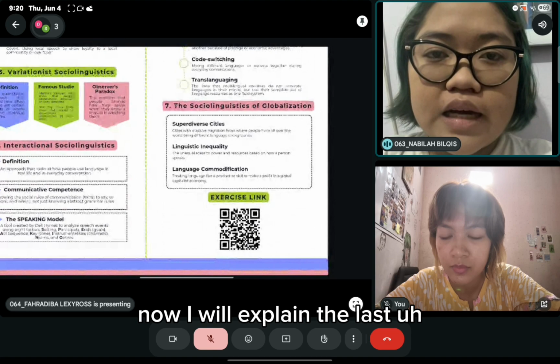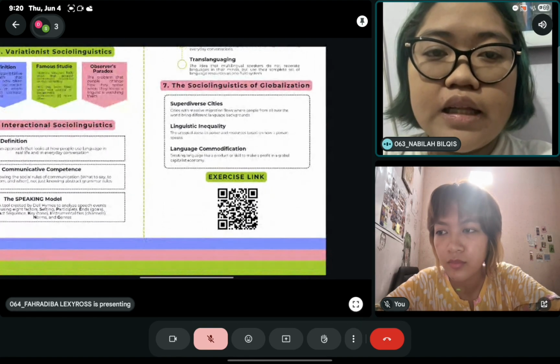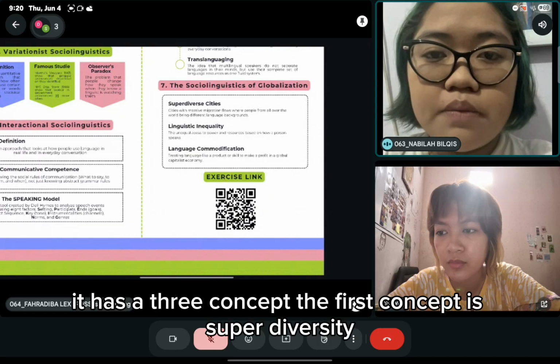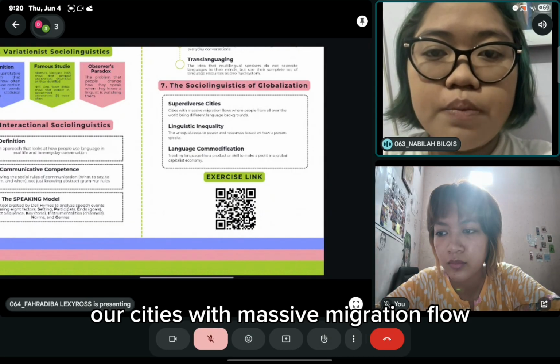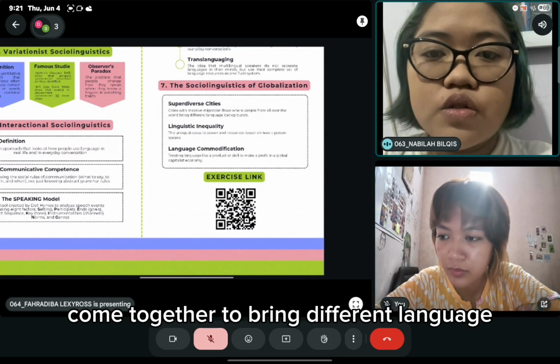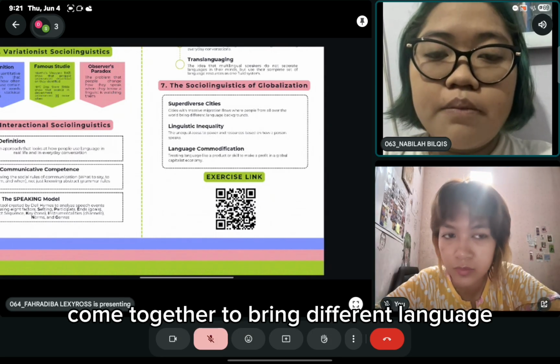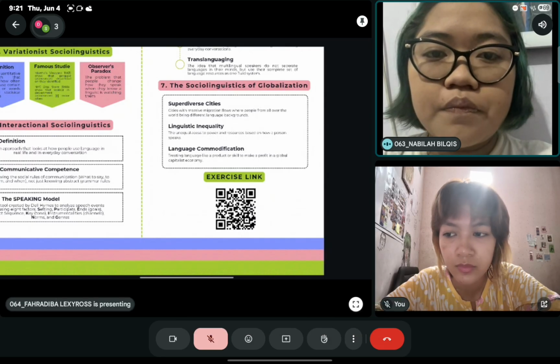Now I will explain the last material, the sociolinguistics of globalization. It has three concepts. The first concept is super-diverse cities. These are cities with massive migration flows where people from different countries and different backgrounds come together and bring different languages. Because of globalization, many people today become multilingual.